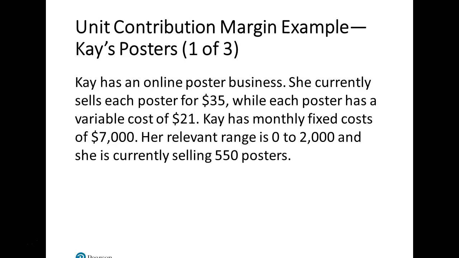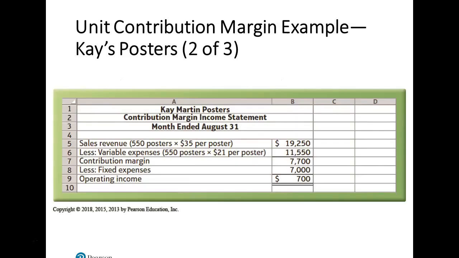Again, so we got our sales price, we got our variable cost. Now we can take the difference between the two to come up to our contribution margin. So let's look at the next screen. See? And as we said, we have our $35 times 550 gives us $19,250. Our variable cost is going to be, again, the number of posters sold, which is 550 times our cost per poster, which is already given to us. We didn't have to calculate. That gives us $11,550. So the difference between our sales price and our variable cost is our contribution margin, which is $7,700.